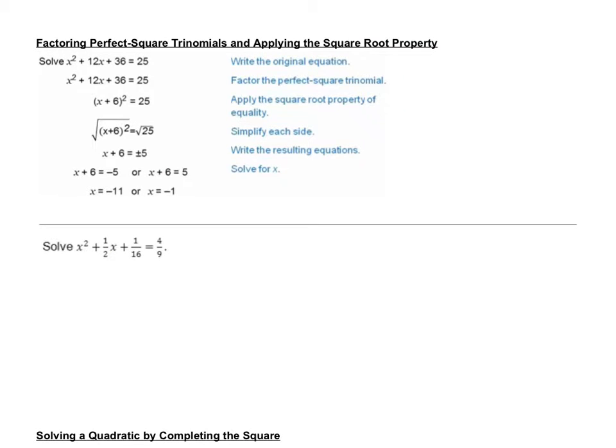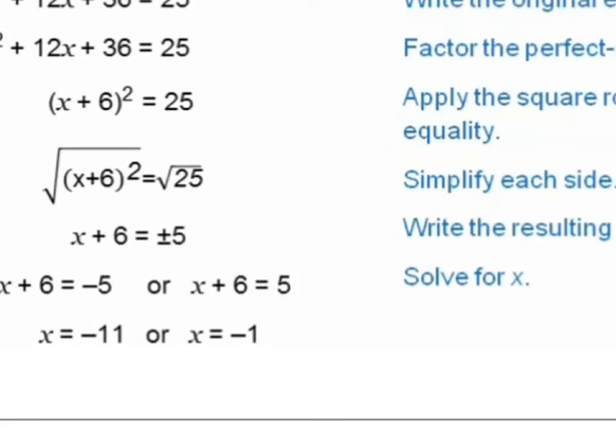On this one, this shows us the steps of solving this equation for x. We have this original equation, and we see that this left side is a perfect square trinomial.